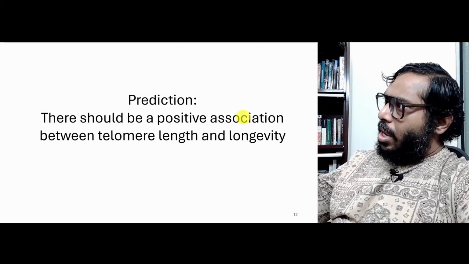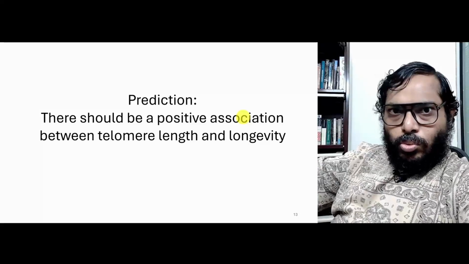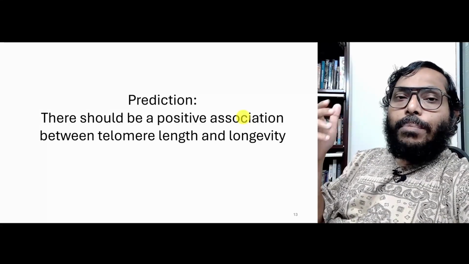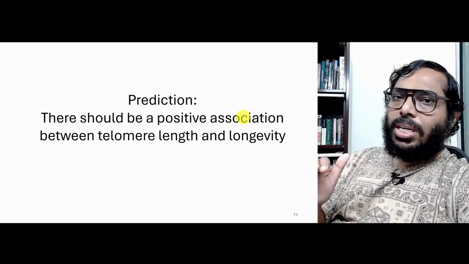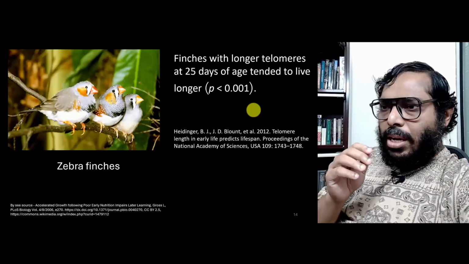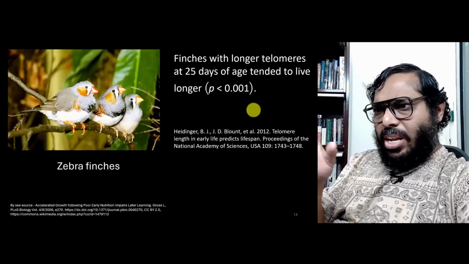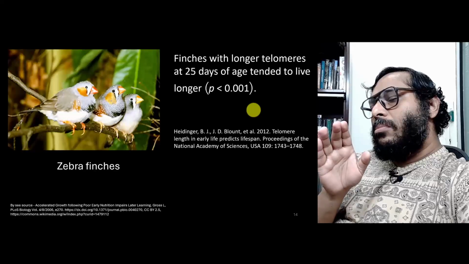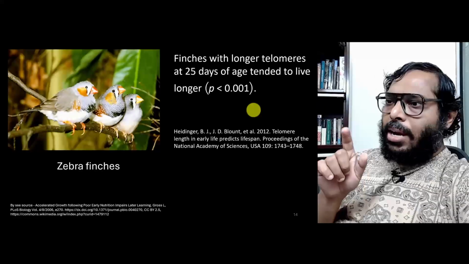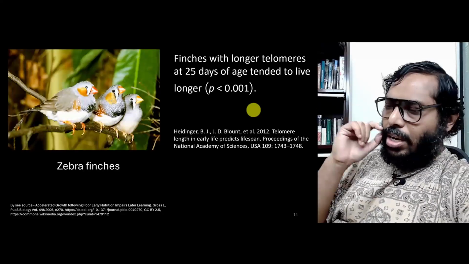My prediction is that if I have longer telomeres, then it will take much longer to degrade that telomere to a level at which p53 will start acting on it. Therefore, longer telomeres should imply greater longevity, right. So, a positive association between telomere length and longevity. Do I see that? So, turns out that in a few cases it has indeed been seen. Okay. So, for example, here is a bird, zebra finches, a very well known bird, and it has been shown that the finches which have a longer telomere length at 25 days of age seem to have a much greater lifespan. Okay, and it is a statistically significant relationship.